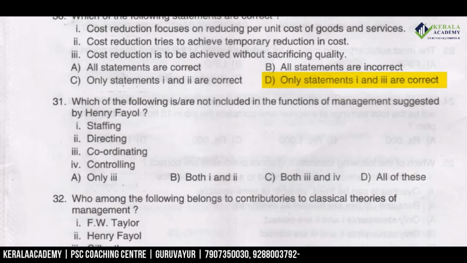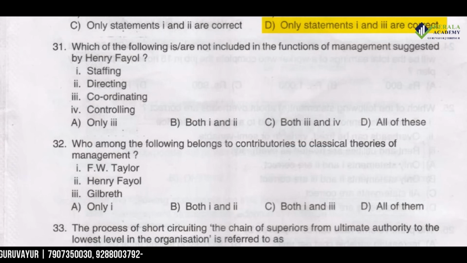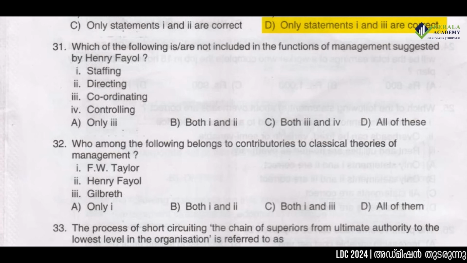Which of the following is not included in the functions of management suggested by Henry Fayol? 1. Staffing, 2. directing, 3. coordinating, 4. controlling. Option A, only 3. Option B, both 1 and 2. Option C, both 3 and 4. Option D, all of these. Correct answer option D, all of these.